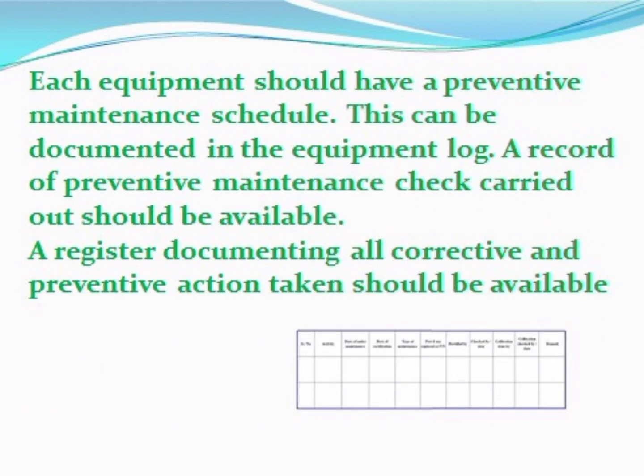Point number 11, in a laboratory, each equipment should have a preventive maintenance schedule. This can be documented in the equipment log. A record of preventive maintenance checks carried out should be available. A register documenting all corrective and preventive actions taken should be available. So there should be a preventive maintenance checklist and documentation must be evidenced in the laboratory.